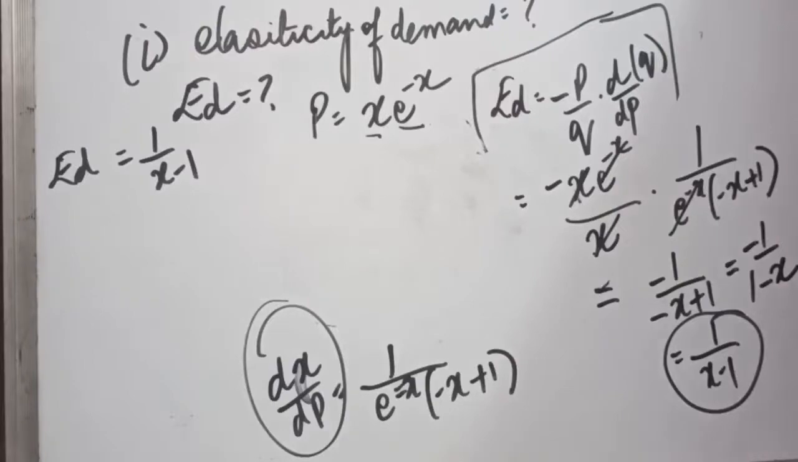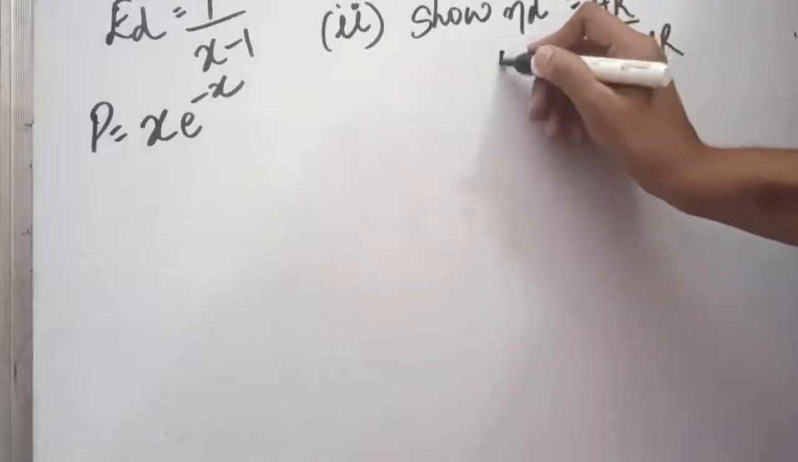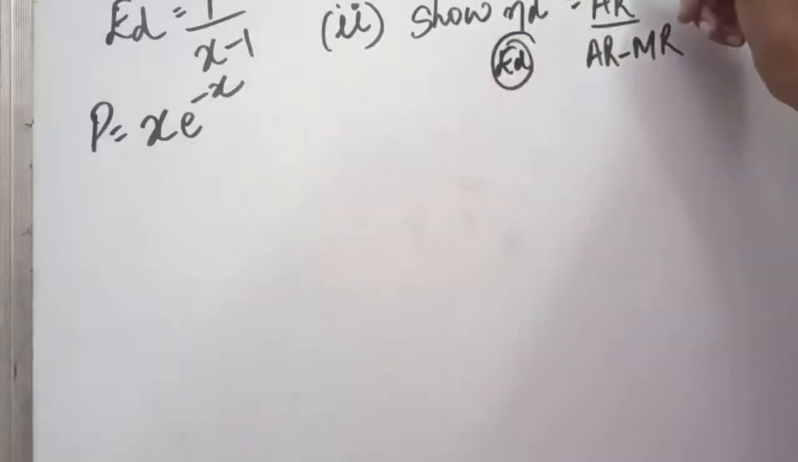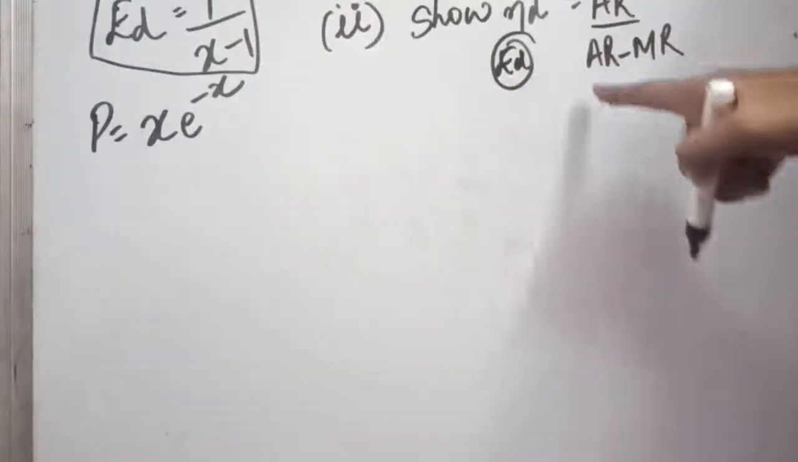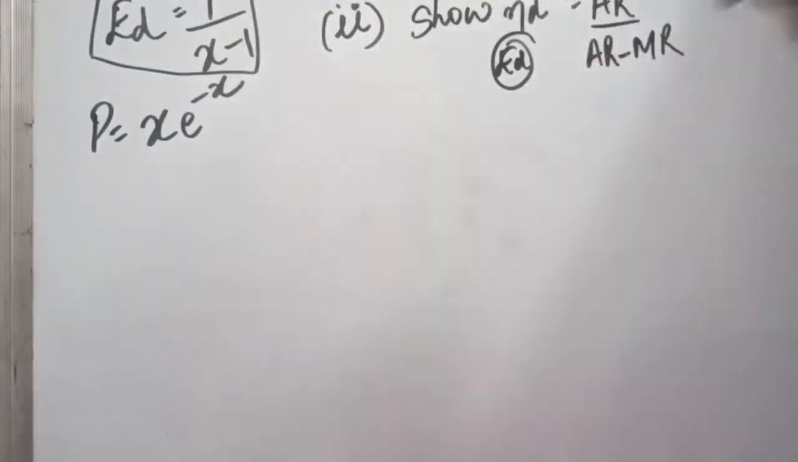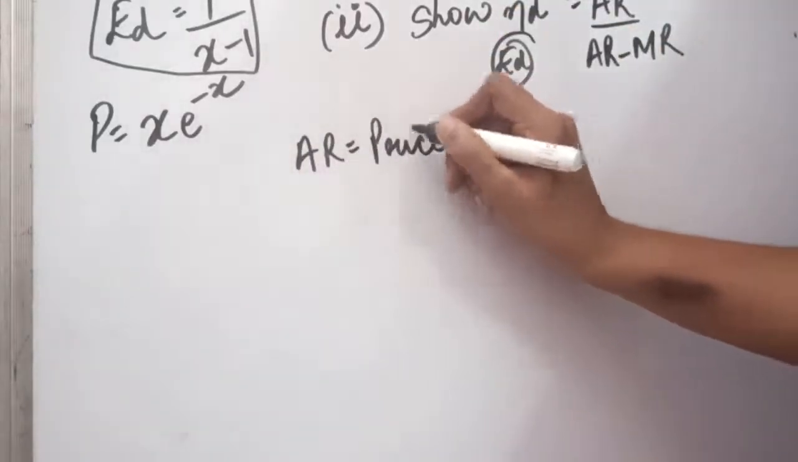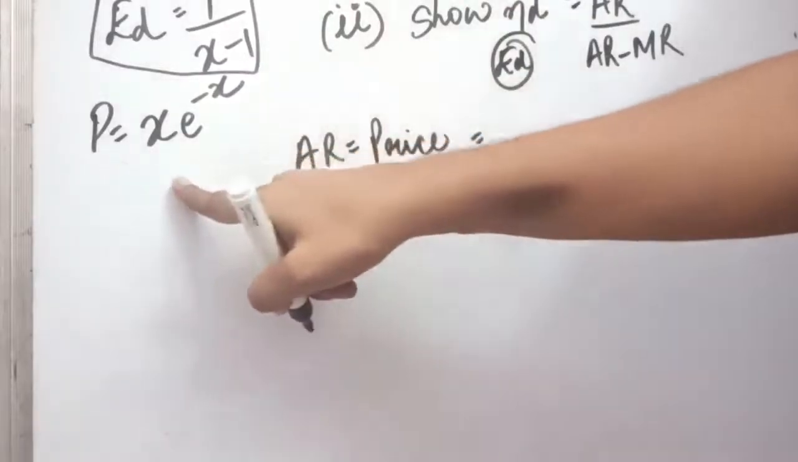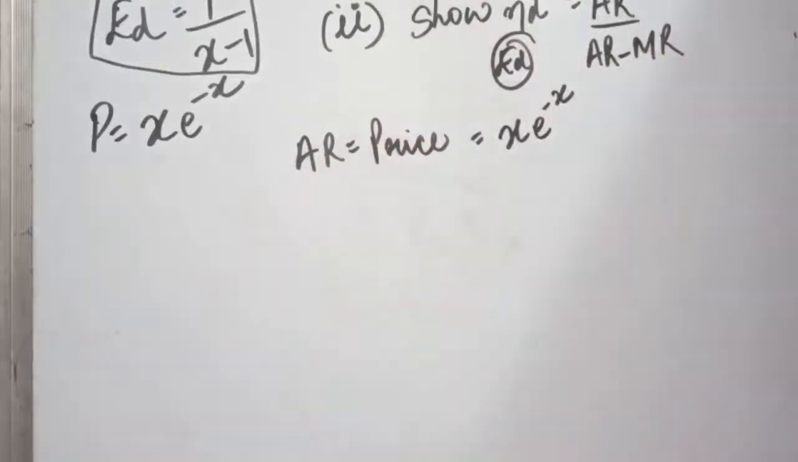Coming to the second part of the question. The second part says that we have to show that ND, that stands for elasticity of demand, is equal to AR divided by AR minus MR. So elasticity of demand, this we have calculated in the first step. Now we have to prove that this answer will be equal to the answer of this. Now coming to AR. AR is what? Average revenue. This we have done, that means price only. Price P has been given in the question. So our AR is x e raised to power minus x.